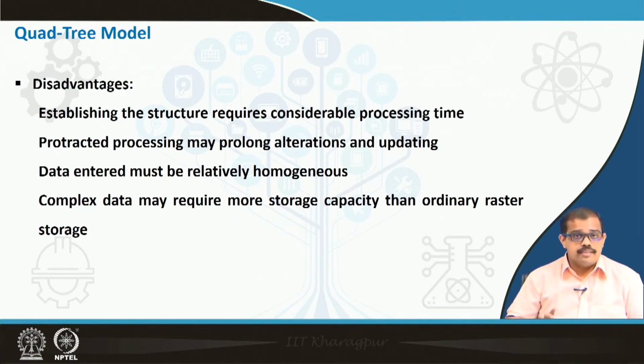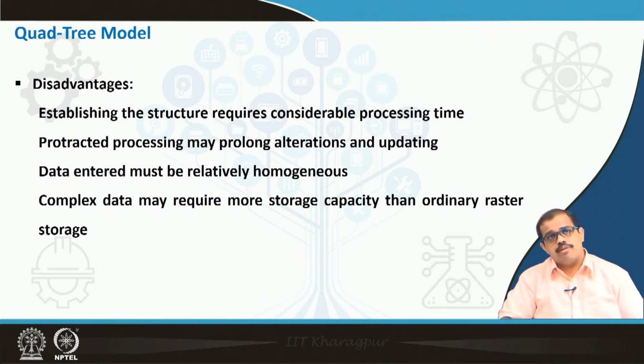Then you have complex data that may require more storage capacity than the ordinary raster data. When the complexity in the raster data increases, you may need a higher storage capacity, but the quad-tree model is always quite good at minimizing the storage requirement for your entire raster data to be stored.